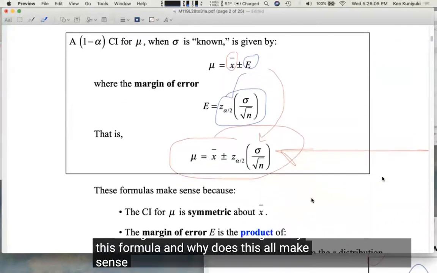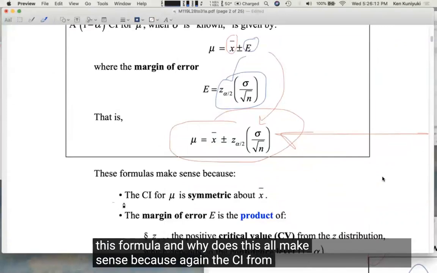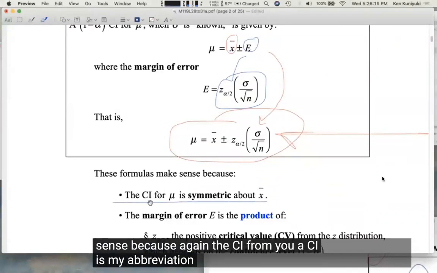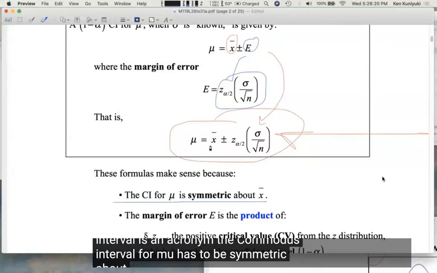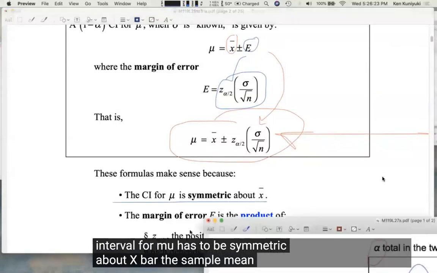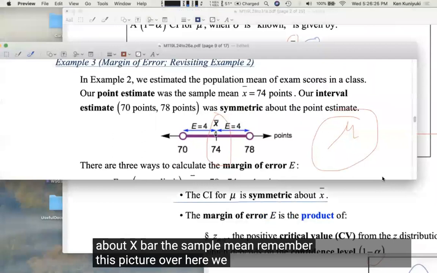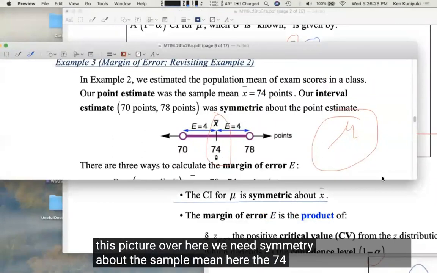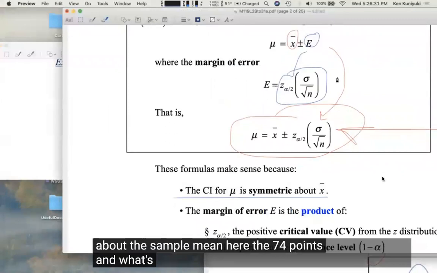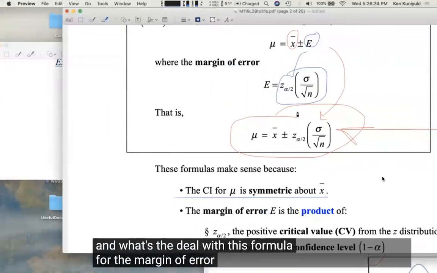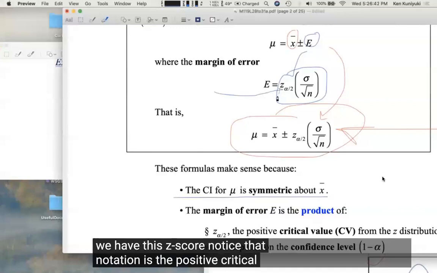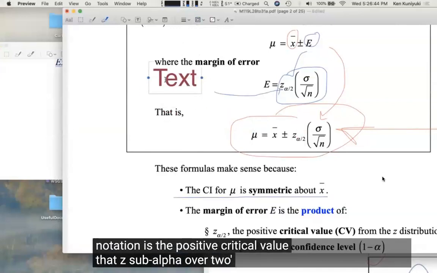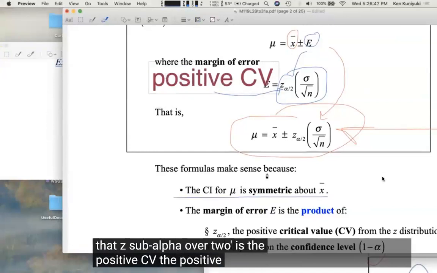And why does this all make sense? Because the CI for mu, a CI is my abbreviation for confidence interval, it's an acronym, has to be symmetric about x bar, the sample mean. Remember this picture over here. We need symmetry about the sample mean here, the 74 points. And what's the deal with this formula for the margin of error? Well, take a look. We have this z-score. Notice that notation: z sub alpha over 2 is the positive critical value.